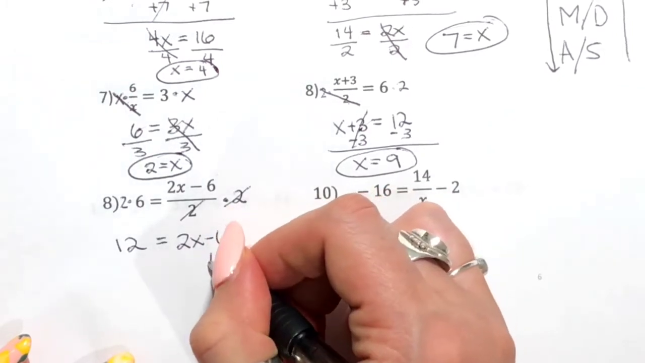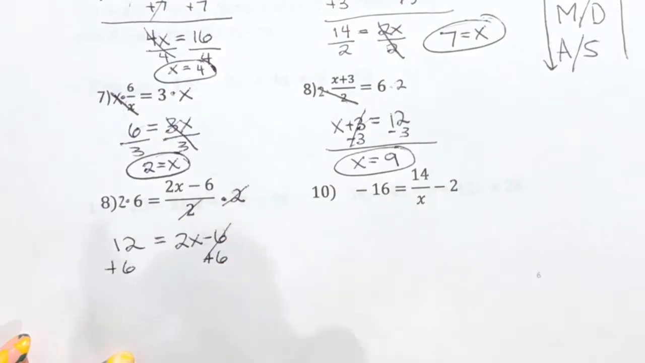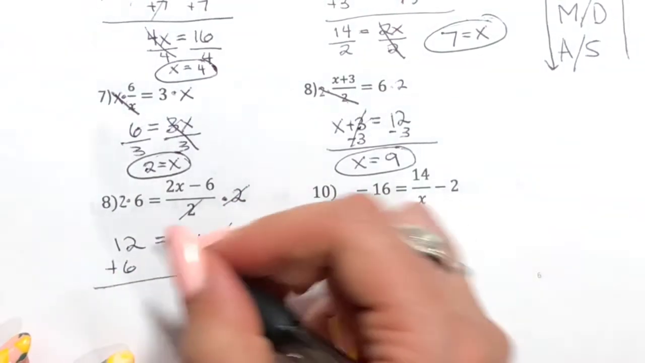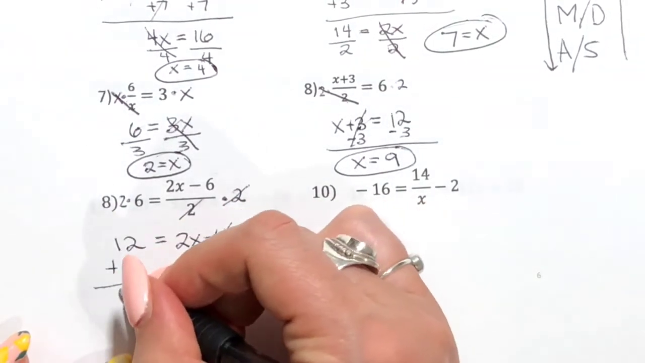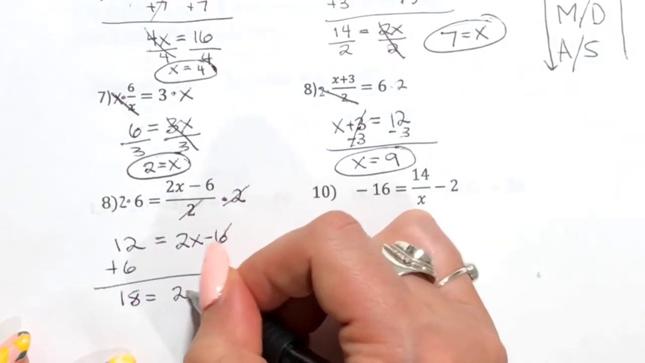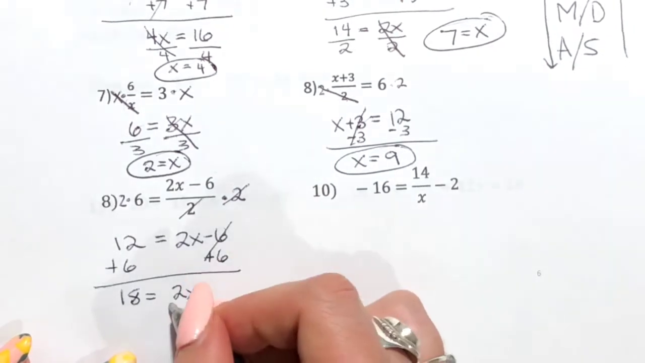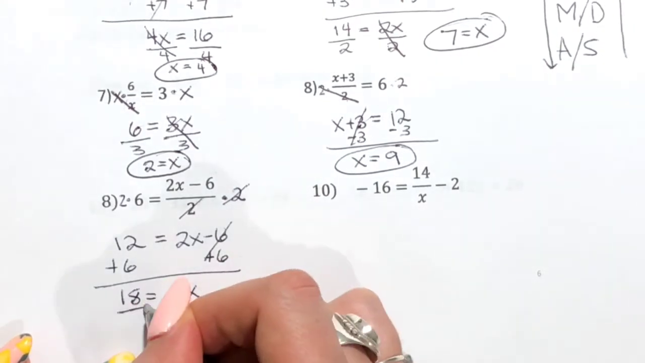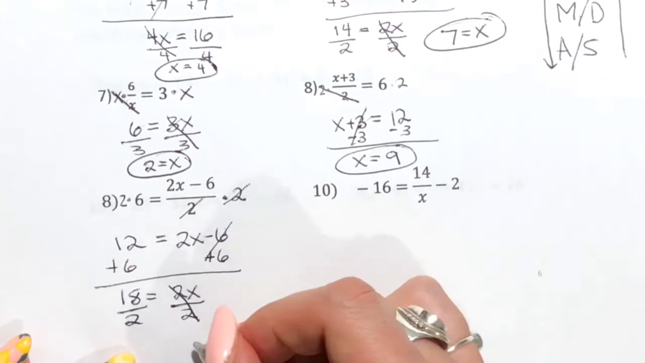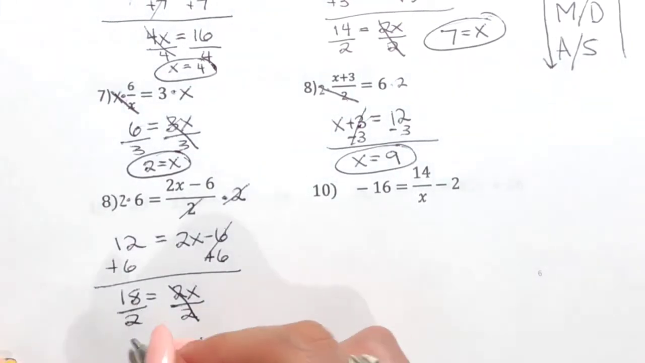So to get rid of that subtract 6, we're going to add 6 to each side. So that 6 cancels. On the left, we have 12 plus 6, which is 18. And then we have just the 2x left over on the right side. And so now we can do our divide by 2. The 2's cancel, so we just get x alone, which is what we're looking for. And then 18 divided by 2 is 9.